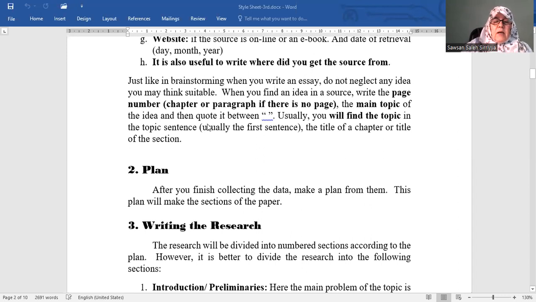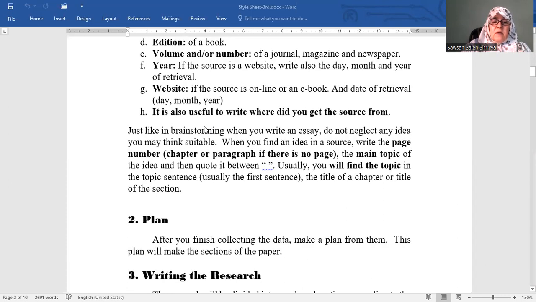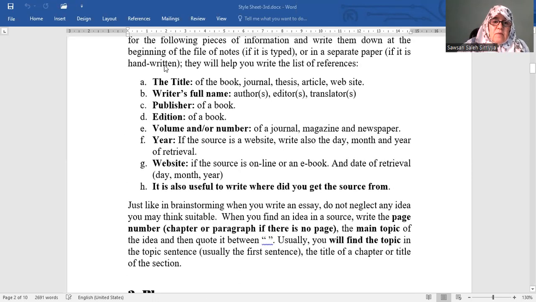So, after you identify the keywords, after you find what you need, you identify the keywords in the table of contents or in the index. We said you take notes. Before you write the notes, you write the information needed. The pieces of information are the title, writers, publisher, edition, volume or number, year, and website. Let me give you an example of a website.